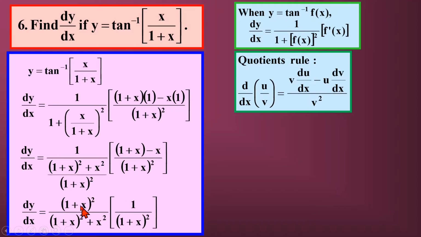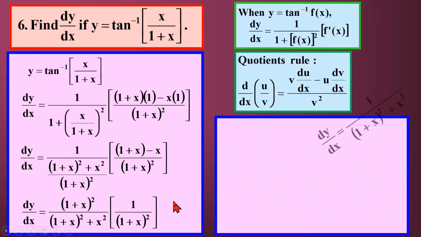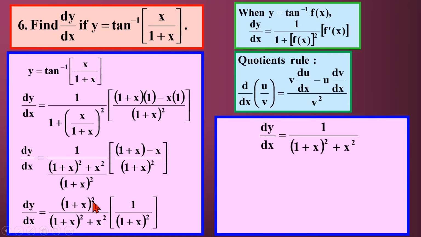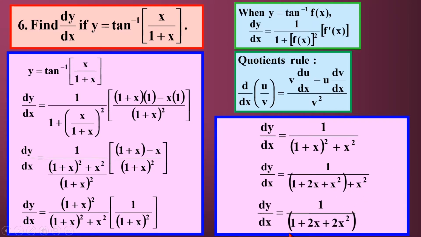Okay, now let's have a look. Is there anything you can clear away? Yes. So I'm going to clear away 1 plus x squared with this denominator here. So what's left is 1 plus x squared plus x squared. I can straight away open this bracket into this format when I'm doing this step. So this will open up and I can combine these x squareds. So what I am left with is 1 over 1 plus 2x plus 2x squared. It is done.